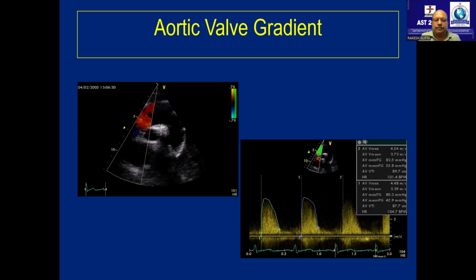Sir, can you please explain the right parasternal view again? The right parasternal window is like lying down on the right hand side. Put the probe on the right side of the chest, right third intercostal space, index mark facing towards 12 or 1 o'clock.